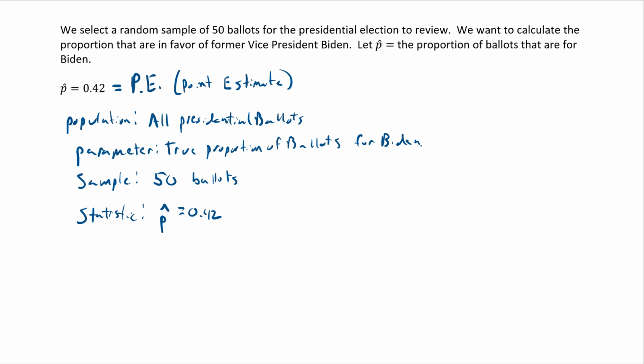So now we need to make sure we've got a few things checked off for conditions, right? We're going to cover 3 conditions. Our first condition is random. In other words, our sample is random. The second condition we're going to look at is the 10% condition. Hopefully you guys remember what that is. Remember, 10% of the entire population.